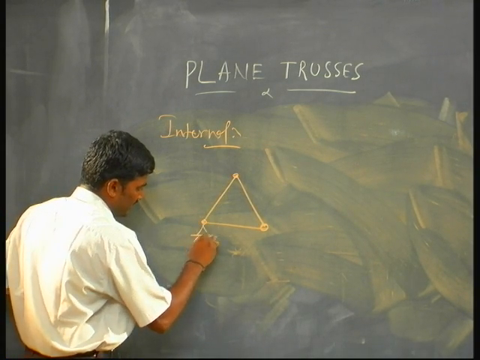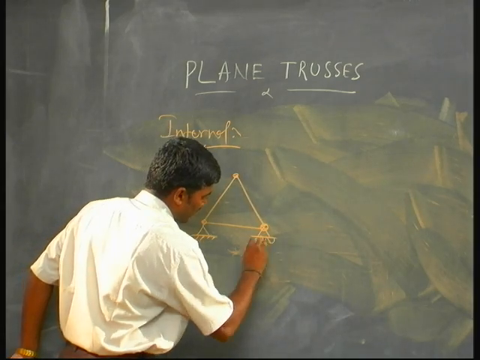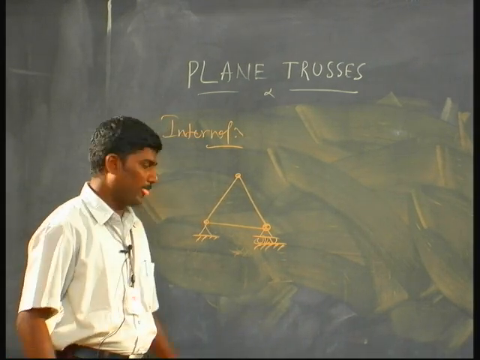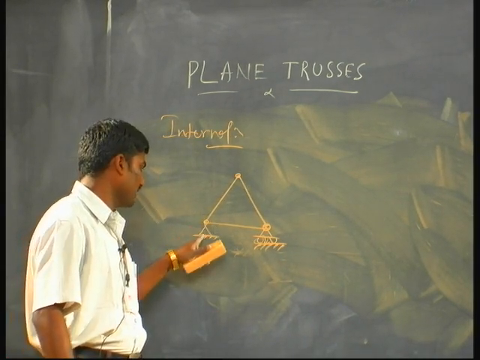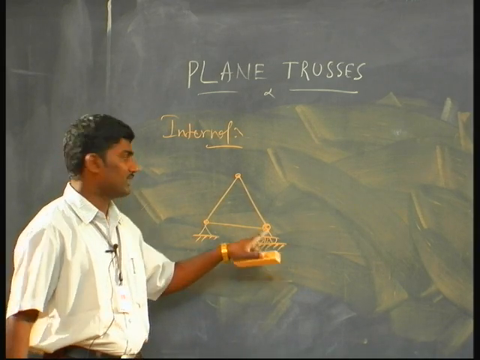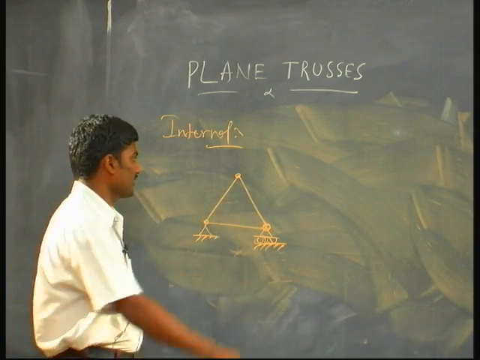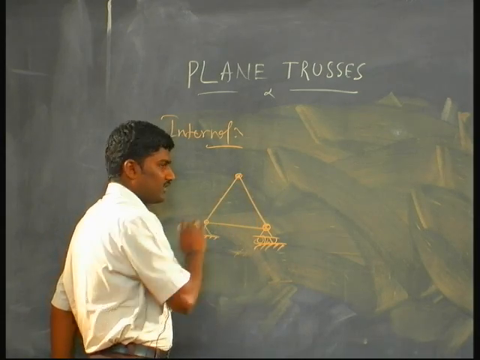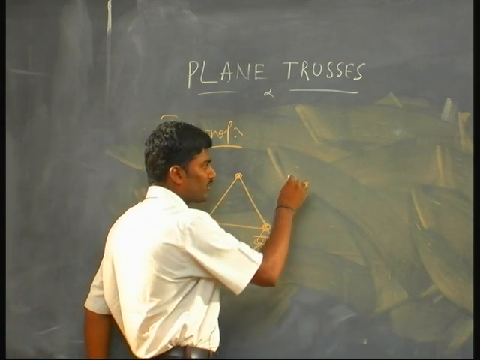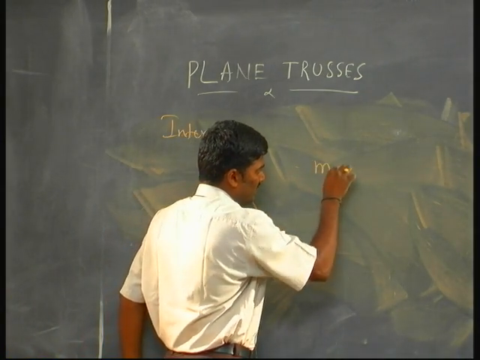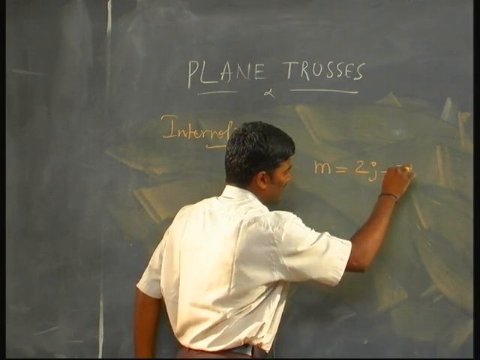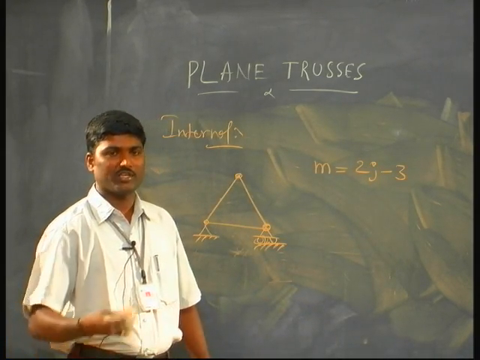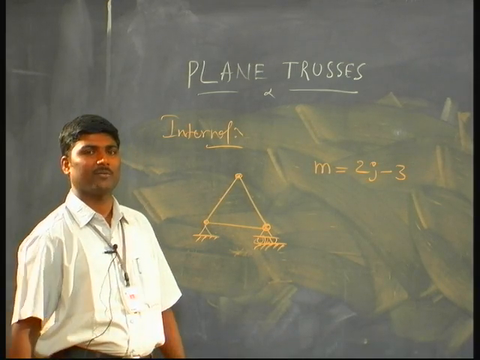We have checked the external condition and we have determined finally that we need to have a hinge and a roller. Now the internal condition: if this is the truss, there is an equation available, m is equal to 2j minus 3, to check the internal indeterminacy.